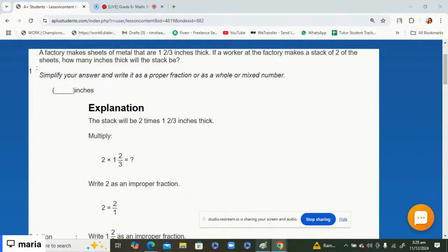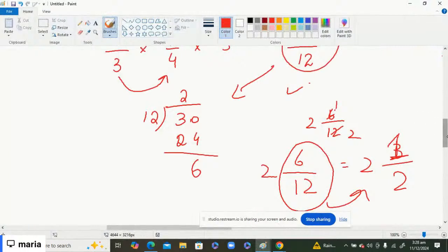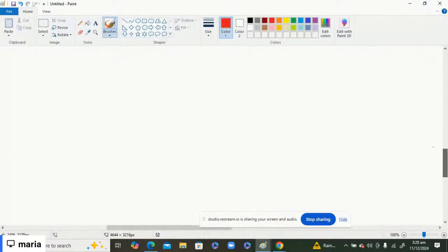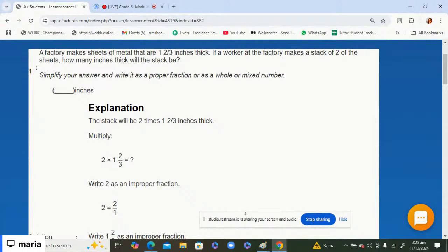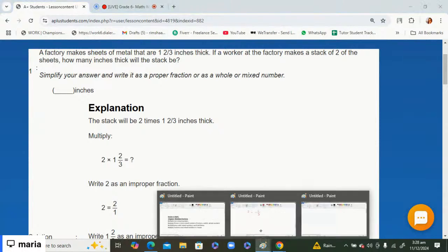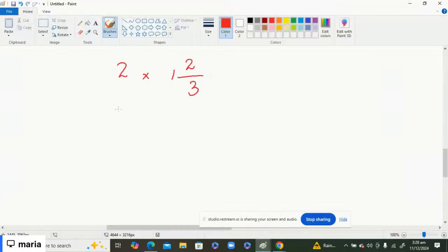We know that 2 times 1 into 2 by 3. So here is 2 times 1 into 2 by 3. Okay, there are only two numbers. 1 into 2 by 3 times 2. Let's check. 1 into 2 by 3 and times 2. 2 as it is times as it is. 3 times 1 is 3 plus 2 is 5 by 3.